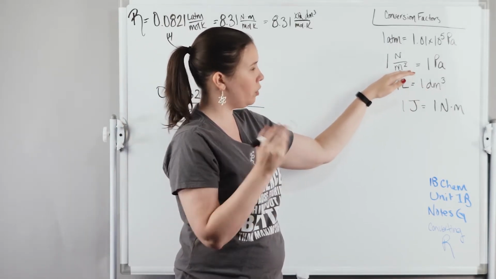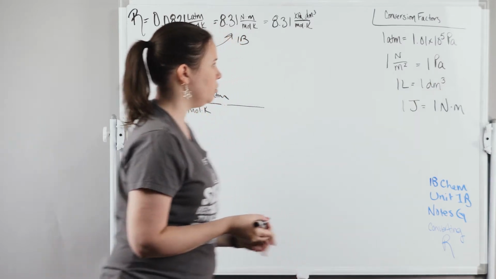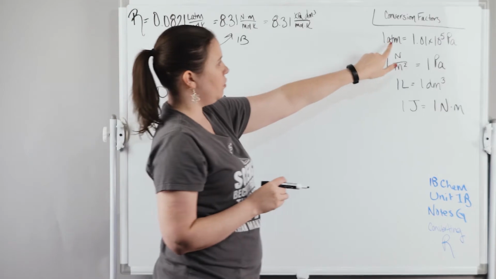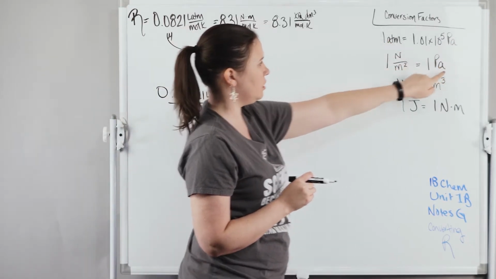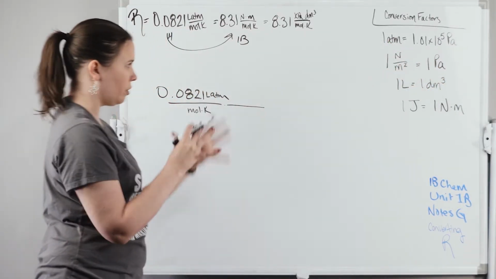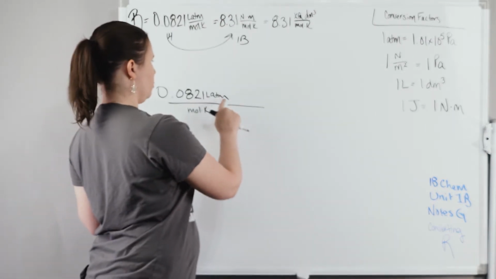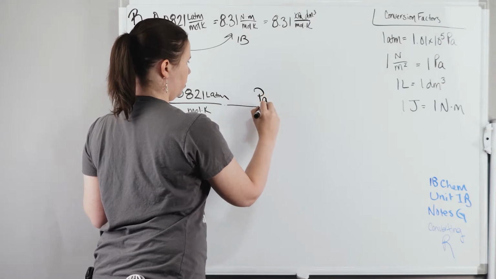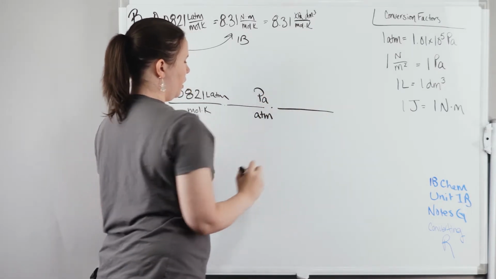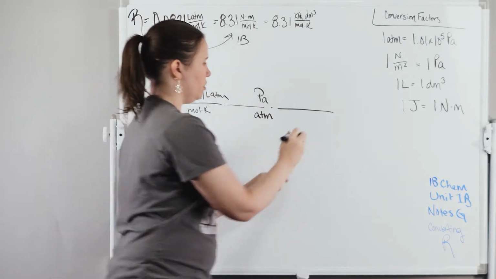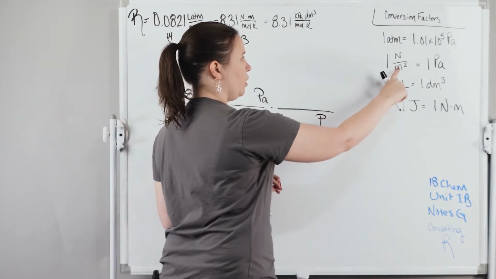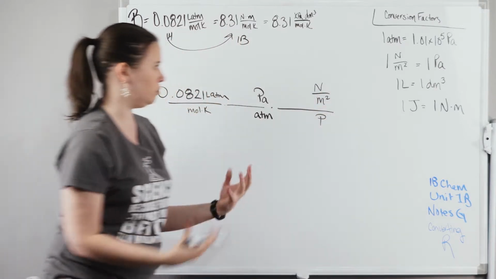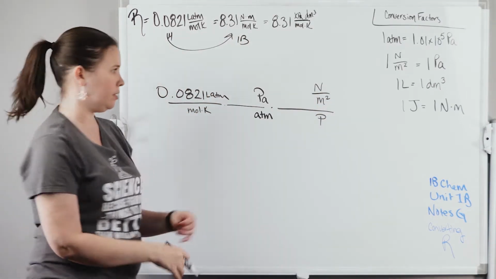One Newton per meter squared actually is equal to one Pascal. So if I'm having atmospheres, I would try to get it to Pascals so that then I can get towards the Newton something that I want. So let's try that first. Let's put ATM on the bottom and Pascals on the top. Then the next step is gonna allow me to put Pascals on the bottom and bring in the Newton per meter squared, I should say. Bring in those Newton and meter numbers at least, or units at least.